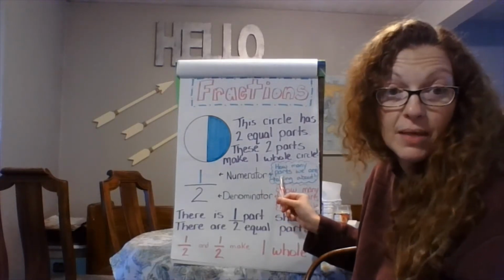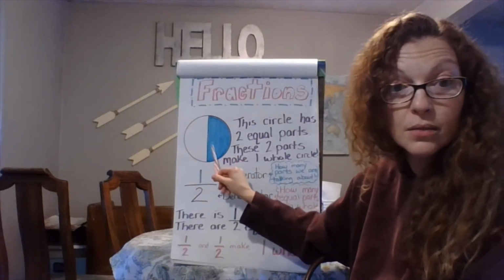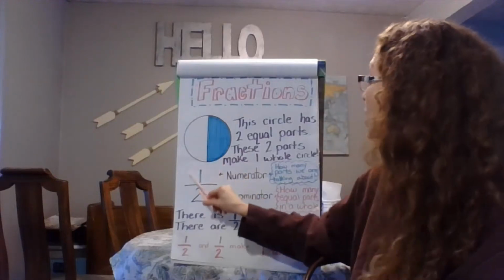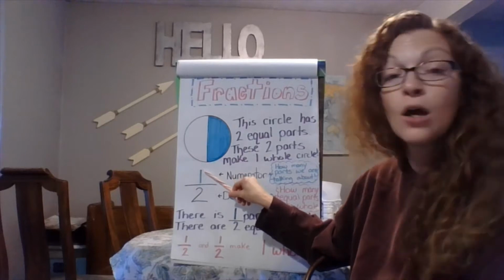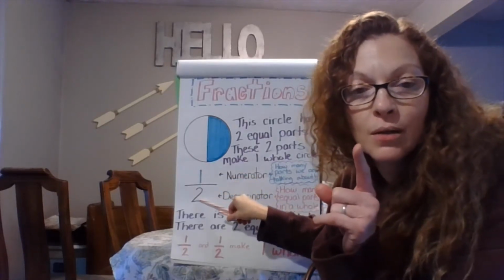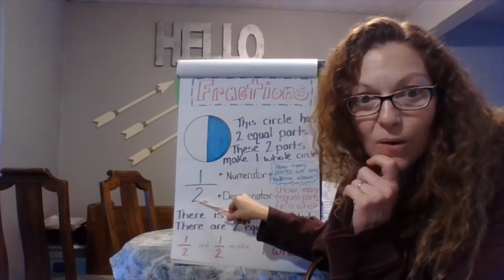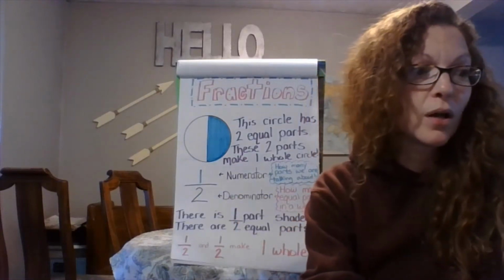For us, a lot of it's going to be what we colored in or what shaded. So how many parts are colored in? You got it, just one. So we have 1 over 2, or we call it 1/2. Here's a question. Don't let me trick you. How many halves are in one whole?